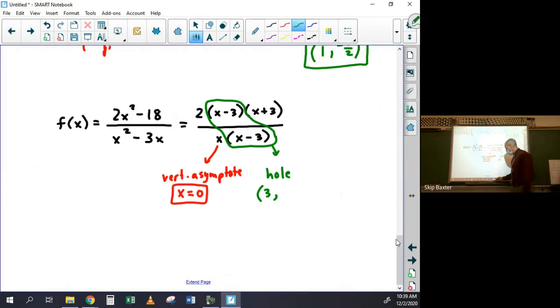The y value you get by canceling the x minus 3's and looking at what's left: 2 times x plus 3 over x. Plugging 3 into here, I get 2 times 6, which is 12, divided by 3, which is 4. So I have 3, 4. Everybody see how I got that 4? I just substituted 3 in here to determine the y-coordinate of the hole.